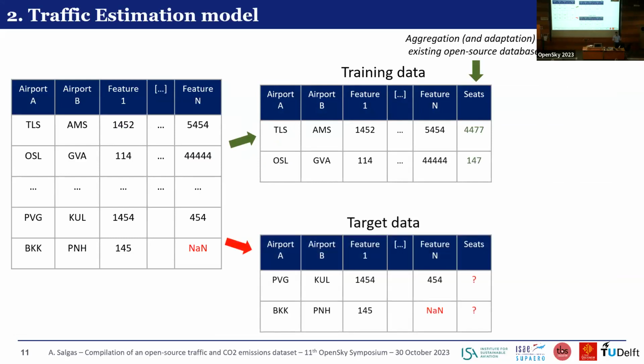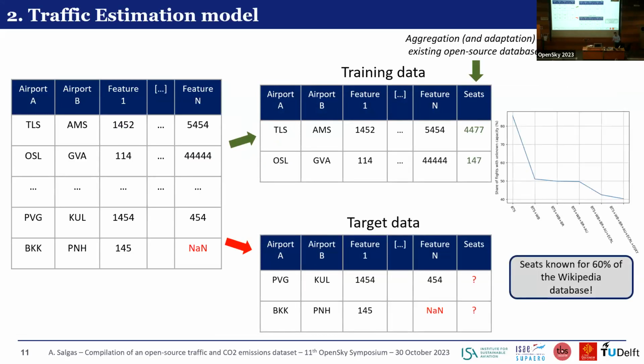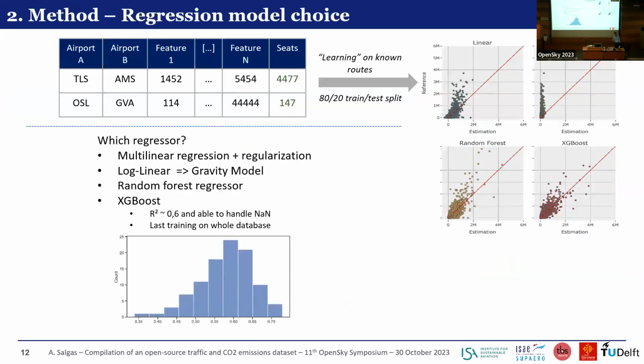If it's in the open source database, we'll use it to train an estimation model. And if it's not, the estimation model will be used to estimate the number of seats. And in the end, around 60% of the routes of the Wikipedia parsed datasets were also included in an open source dataset, meaning we have to estimate the seats for 40% of these routes.